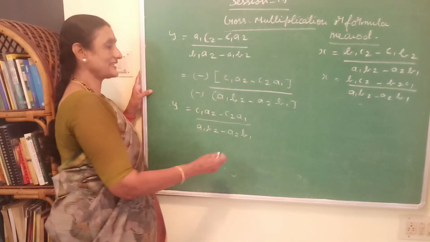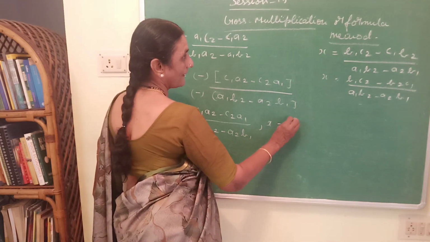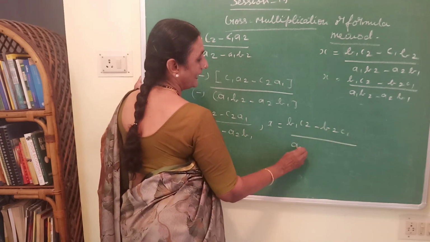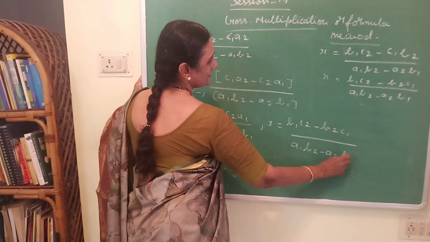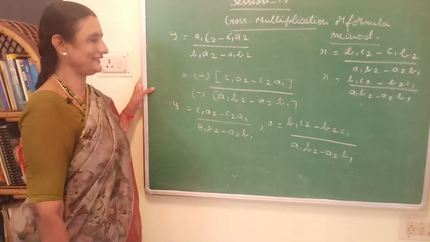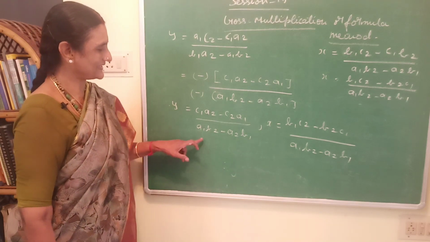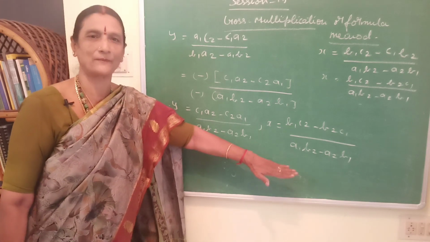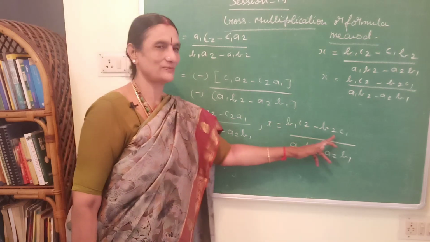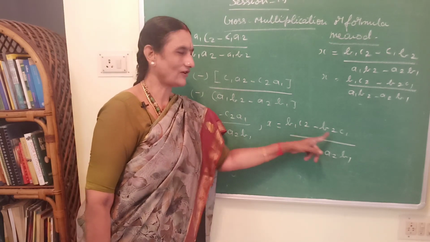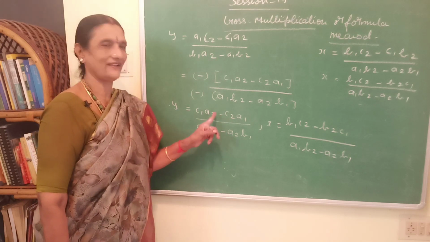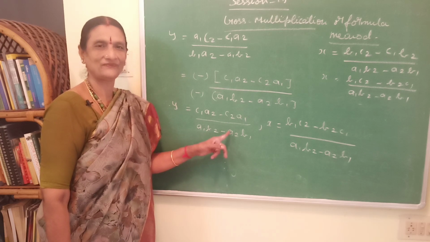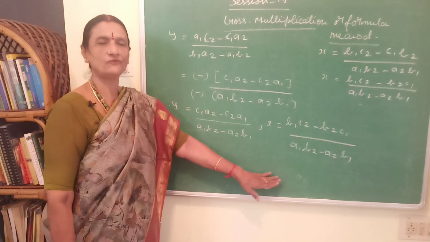Now, what is your X equal to? X is equal to B1C2 minus B2C1 divided by A1B2 minus A2B1. So, this is the method. Look at both the terms: A1B2 minus A2B1 is the same for both. X is equal to B1C2 minus B2C1, BC in that order. And Y is equal to CA in that order, C1A2 minus C2A1. Is that clear to you? Very clear? So, this is what the formula is.